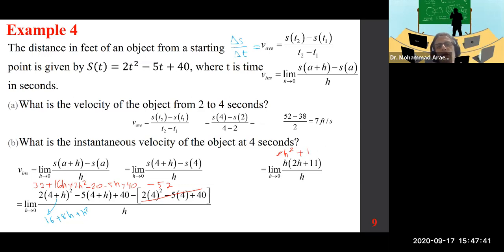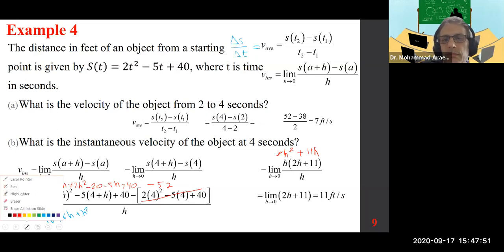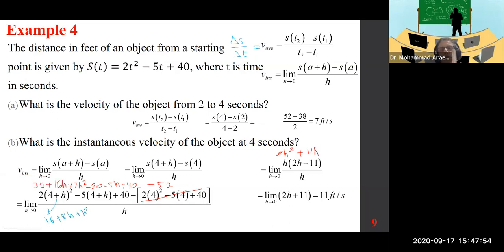and 11h. You drop the common factor of h, and now you replace the h with 0, you get 11 feet per second. I hope it's clear to everybody as to how we arrive at the answer. It is a simple process, most of which is what? Algebra. Most of which is algebra. And I think we've had enough practice with limits that we should be able to handle it.